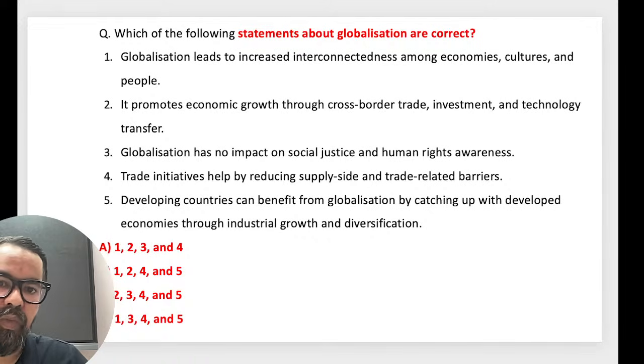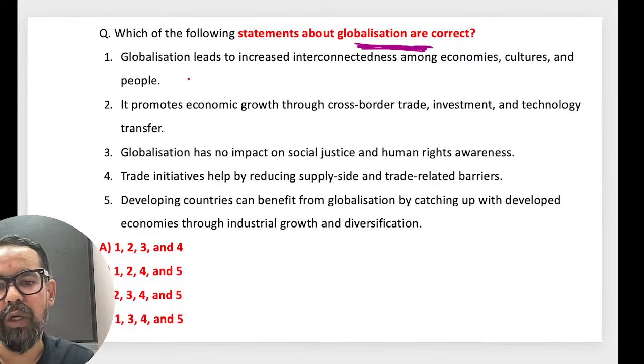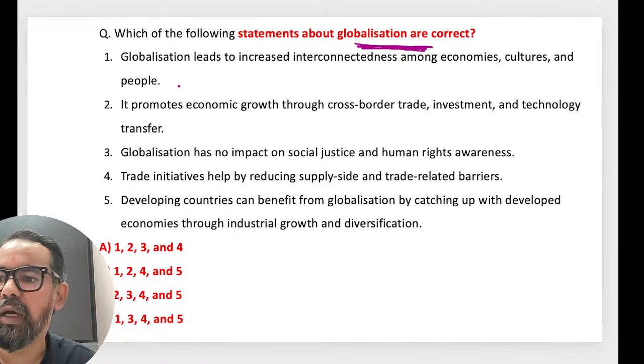Next one. Statements about globalization, and you have to find out the correct statement.